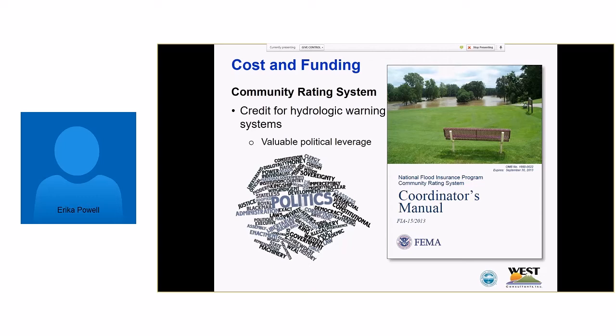City of Roseville here locally in the Sacramento area is the top CRS-rated community in the country, and each one of the people in their floodplains receive a 45% reduction in annual flood insurance premiums. And by implementing a flood warning system, you can actually gain enough points to maybe go from one class to the next, which by itself is a 5% reduction across all of the policies in force in the basin. So it becomes a very, very powerful political tool.